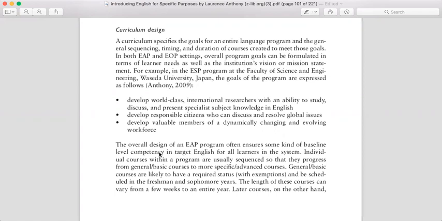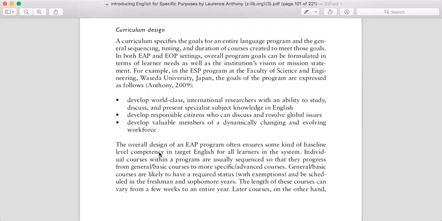So curriculum is designed for the entire language program. Curriculum tells you the duration. For instance, your duration of BS English is 4 years. Your curriculum says that, not the syllabus. Then there are overall objectives which come in the form of goals of a curriculum, right?